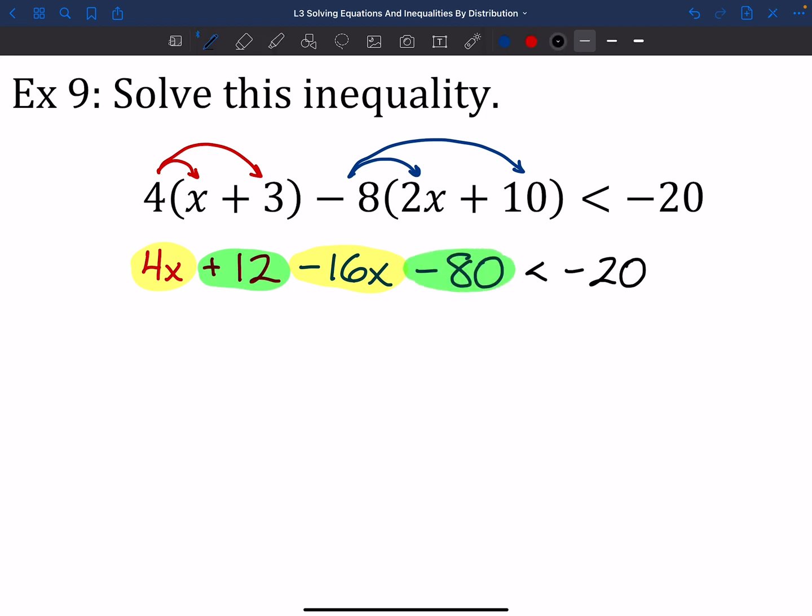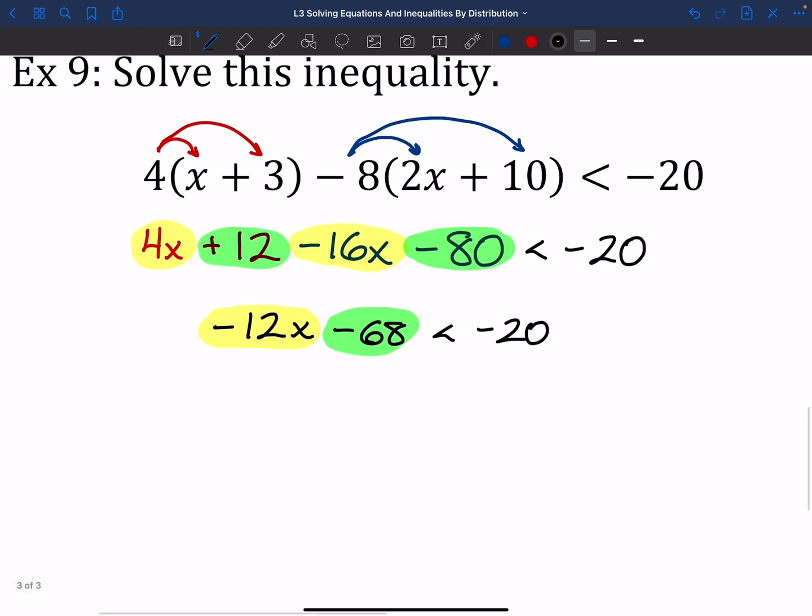So with the yellow first, let's take care of those x's. If I had 4 x's and I'm taking away 16 x's, I'm going to end up with -12 x's left over. So again, not changing the exponent on it, just changing how many we have. In the green, 12 minus 80 is going to bring me down to -68. Again, nothing fancy going on there, just some numbers. After that, bring down our less than sign and then -20 on the other side.